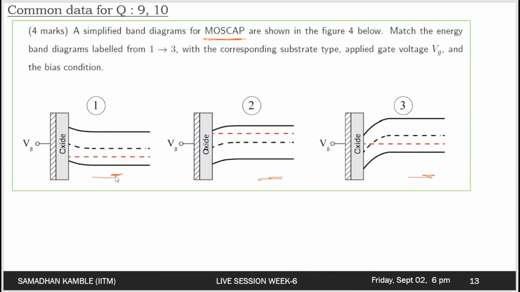Because it is P type, the inversion charge will be N type and it will be an N Mos cap. This will be an N Mos cap. The type of substrate is P type. Going here, the type of substrate is N type. The inversion charge will be P, that is holes. It will be a P Mos cap. Going here, the substrate is P type. That means the inversion charge is electrons. That means this is an N Mos cap.